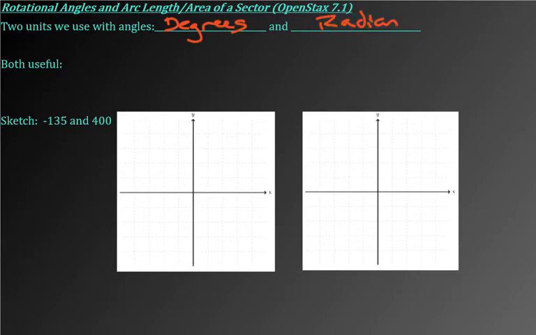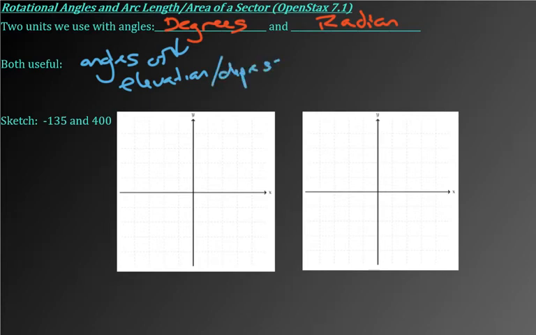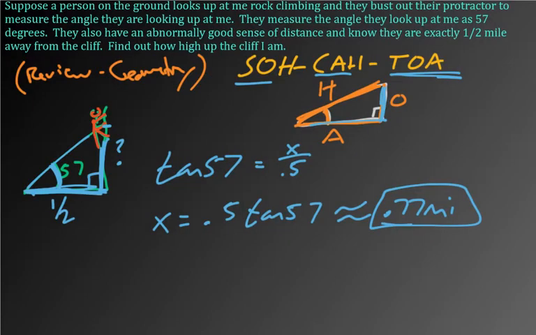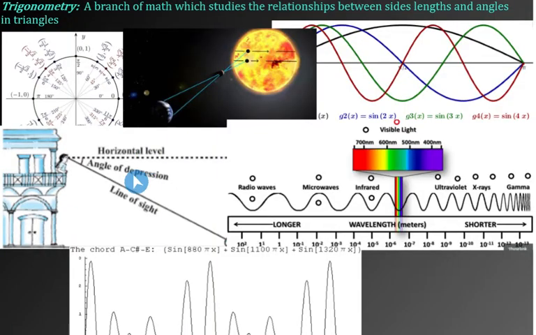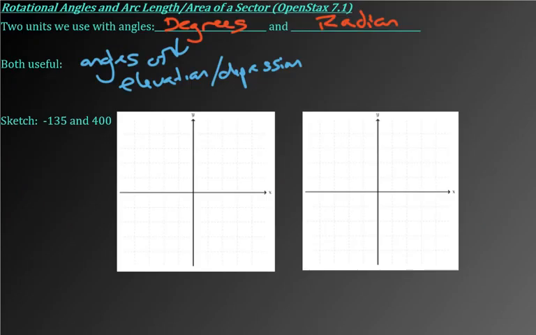But they're both useful. Degrees are really good for problems where you have angles of elevation or depression, basically problems like this last one. This is again an angle of elevation. Someone was looking up at me climbing. You can do angles of depression where you're looking down from a balcony or something at someone down here. Those kinds of problems are where you really use degrees.